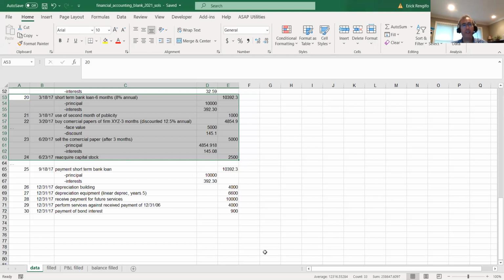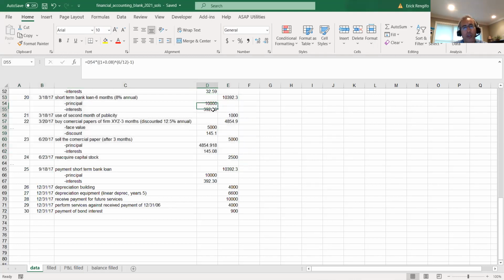Okay, so let's do this, guys. Transaction 20: I have a short-term bank loan, so the corporation received a short-term bank loan for 6 months. We're going to receive $10,000, and we're going to pay an interest of $393. Make sense?